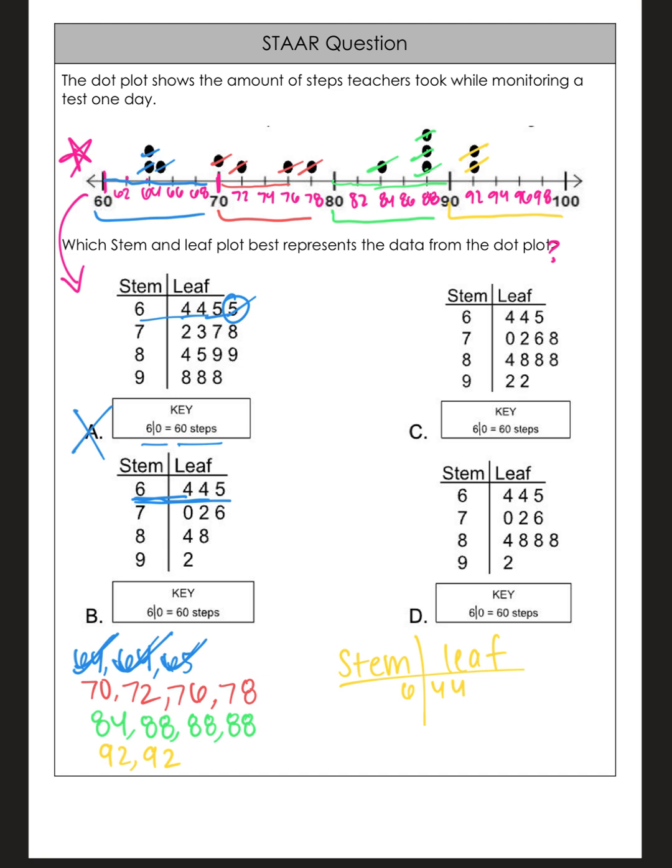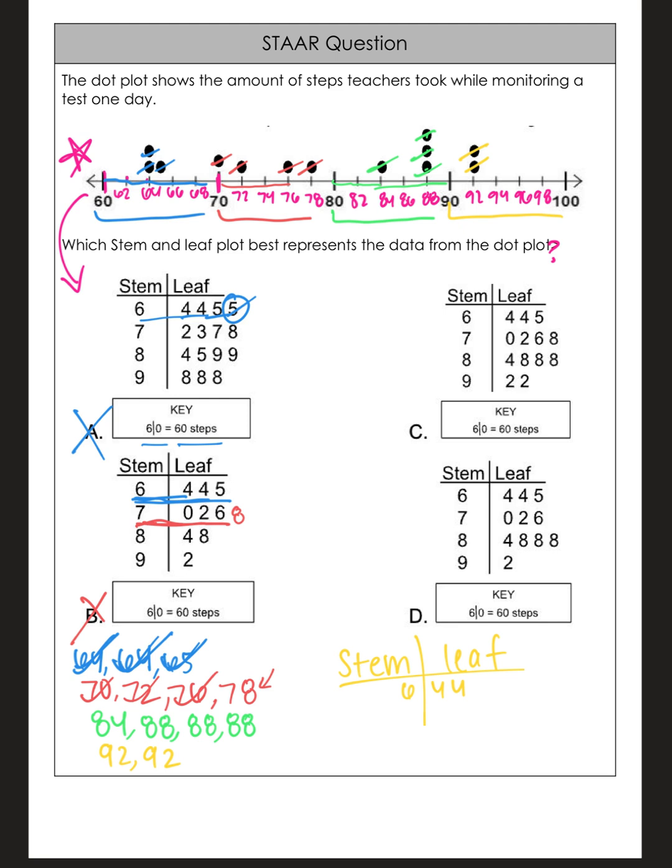Let's go down to the 70s. So the 70s, I should have a 70 first. All right, perfect, I do. Then I should have a 72, awesome. Then I should have a 76, good. And then according to my data, I need to have a 78. There should be an 8 right here, and there's not, so B is now out, and we have to start the process again for C.